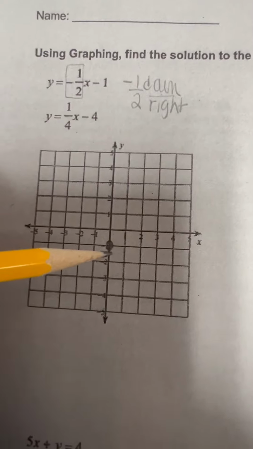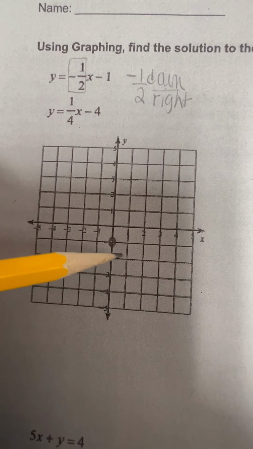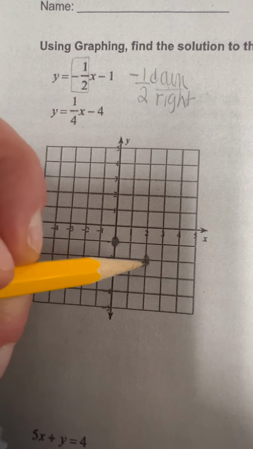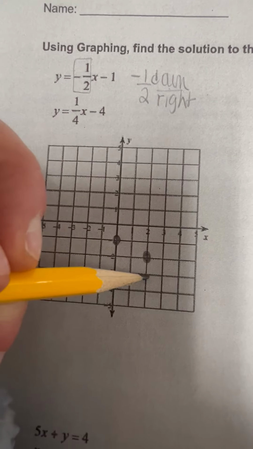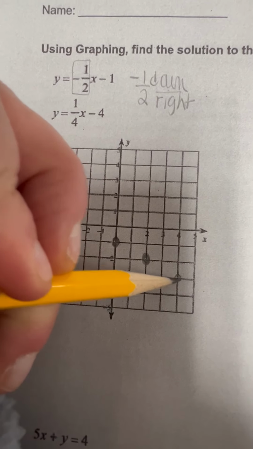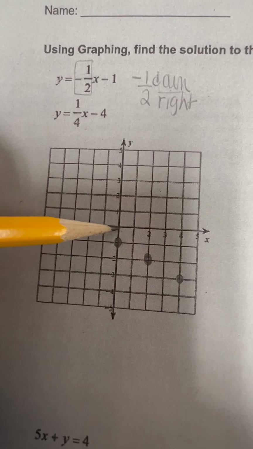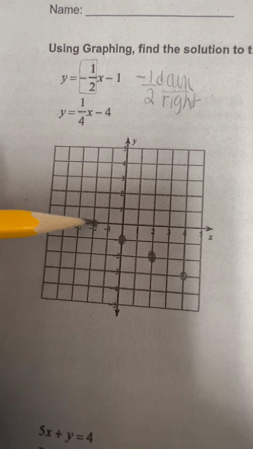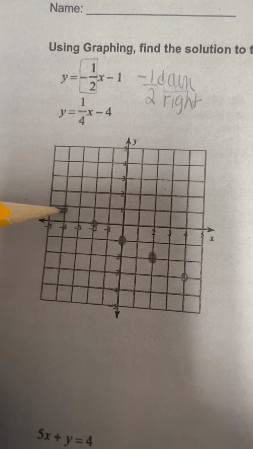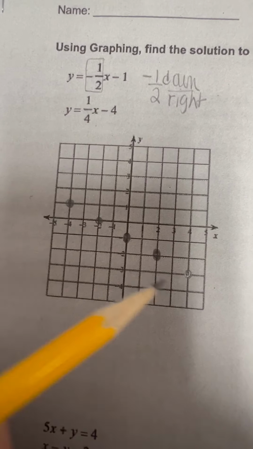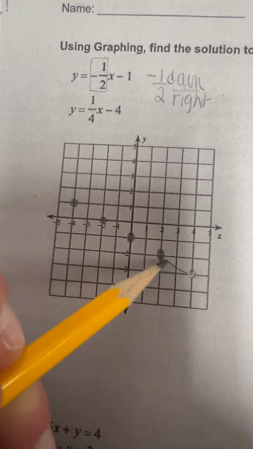So for here, I'm going to go down 1 and then go over 2 to the right and put another dot. Down 1, right 2. And then, like I said, I can go the opposite direction. So I can go back up here. I can go up 1, right 2, up 1, right 2. And then it's as far as I'm going to be able to go on this graph because everything else is going to be off the graph.